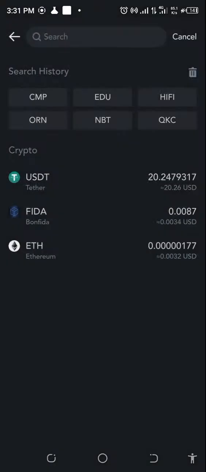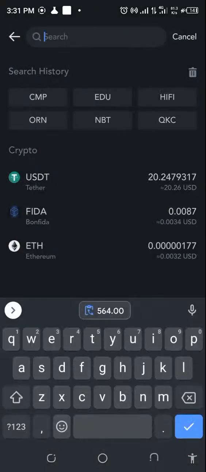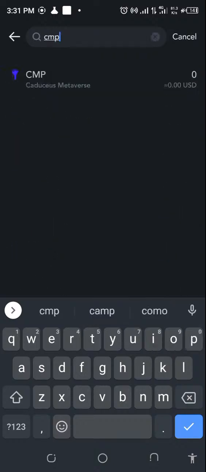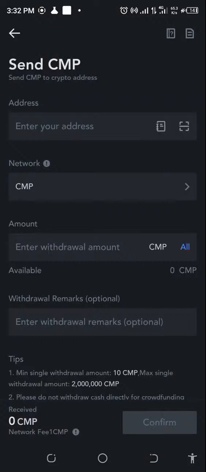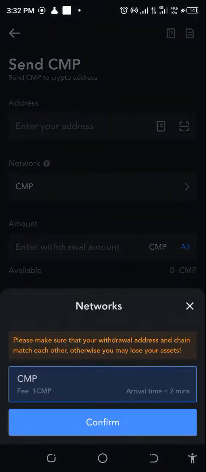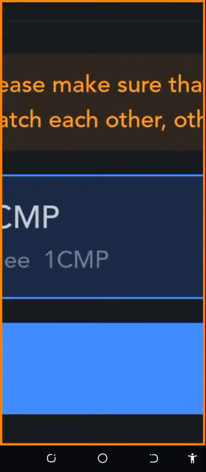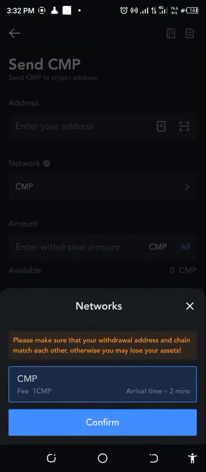Okay, so let's click on CMP. Then we'll have to check its network is CMP. Let's see how much this is. Okay, it's 1 CMP. 1 CMP is like 3 cents. Okay, that doesn't look bad. Let's go and see whether we can try this out.